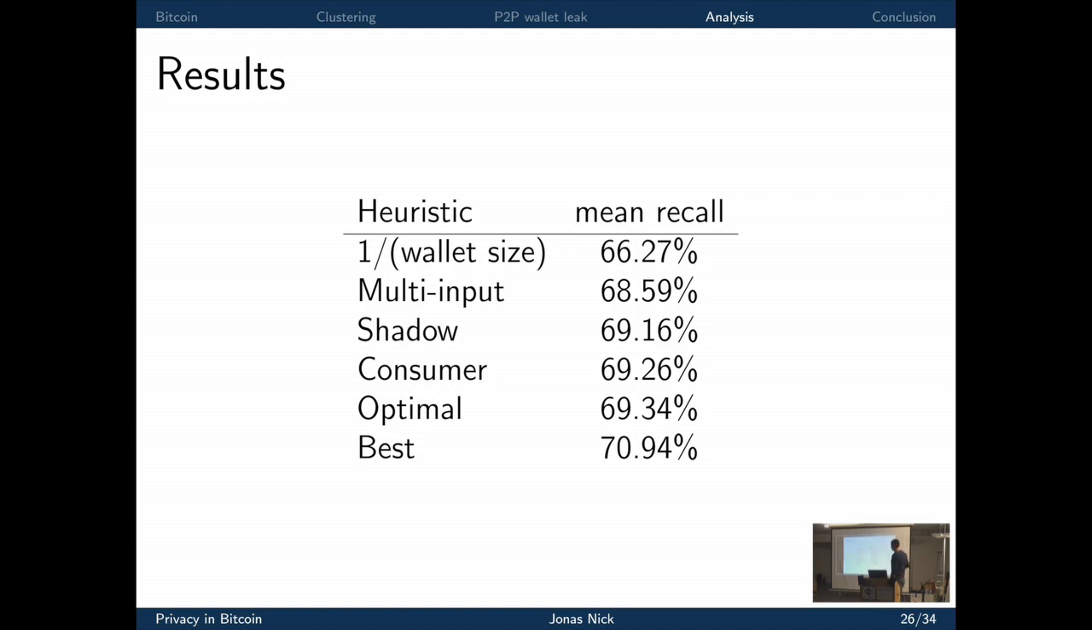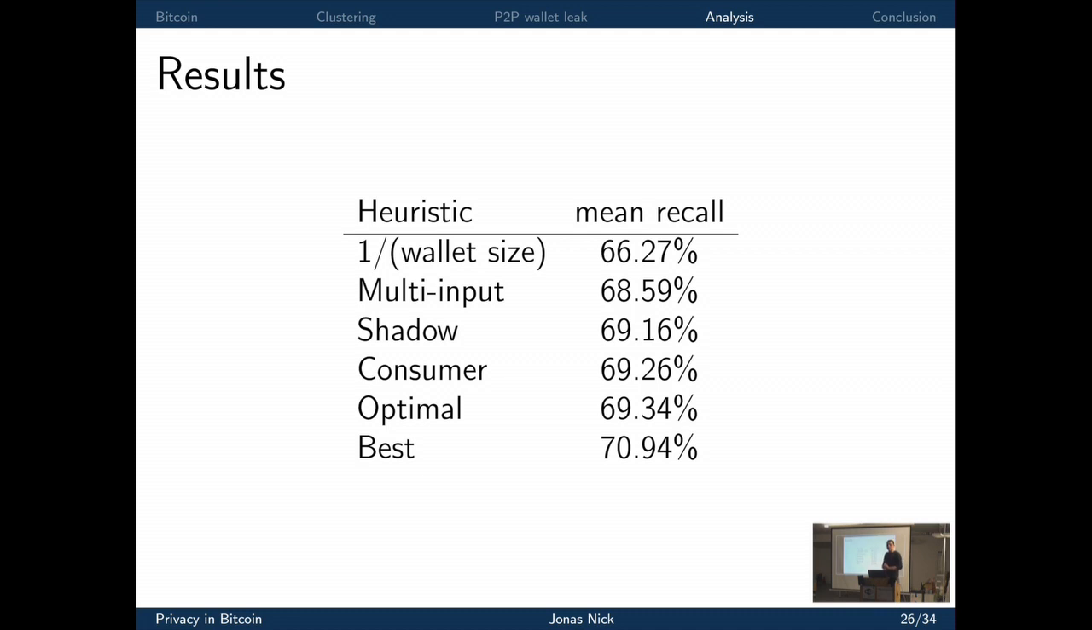For the recall, I'm only showing the recall because the precision is more complicated. This is the baseline and simply says I'm not applying any heuristic. You give me a pub key and I just don't apply any heuristic to that pub key. Because there are many wallets which only have one pub key in them, this mean recall is already pretty high, because for wallets which only have one pub key, the recall is 1 if you don't apply any heuristic to it. On the other hand, we have the best possible value.